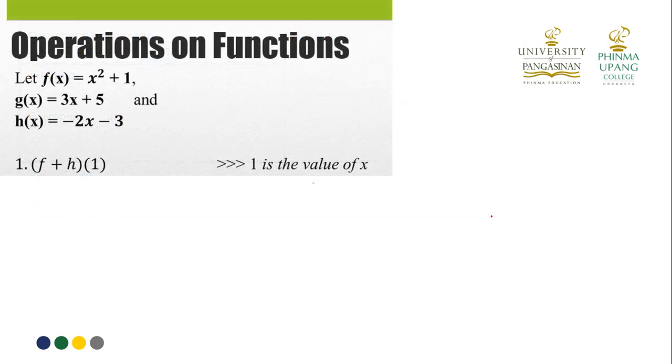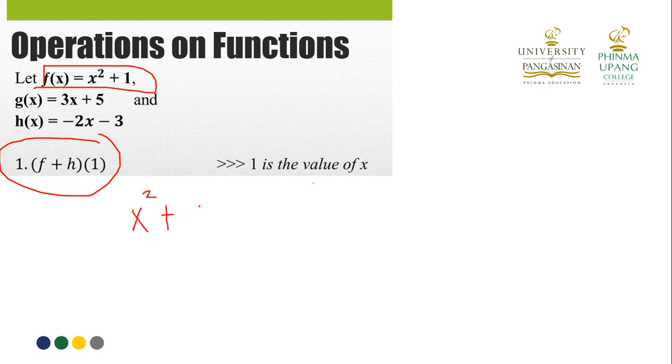So, operations. Let's move on to operations on functions. So, we have here f of x is equal to x squared plus 1. g of x is equal to 3x plus 5. And h of x is negative 2x minus 3. The first question here is f plus h wherein x is equal to 1. I repeat, x is equal to 1. So, let's get f. Our f is x squared plus 1.